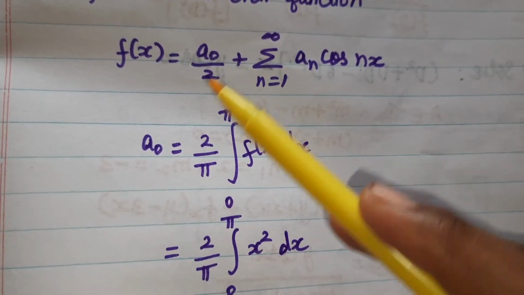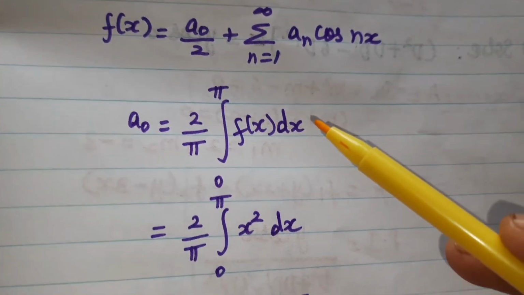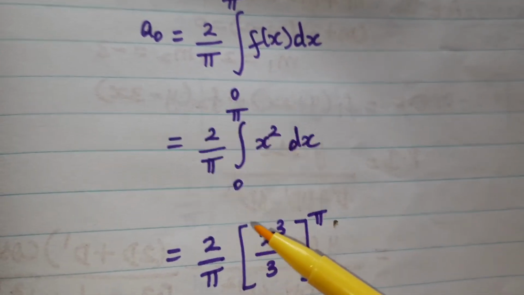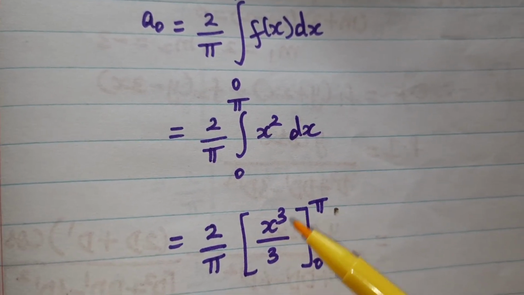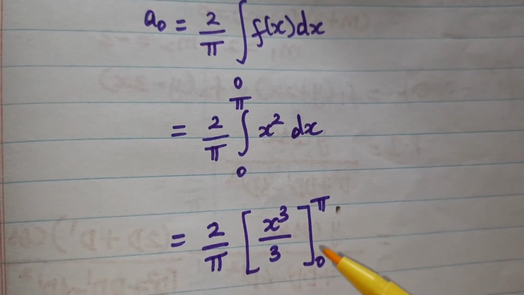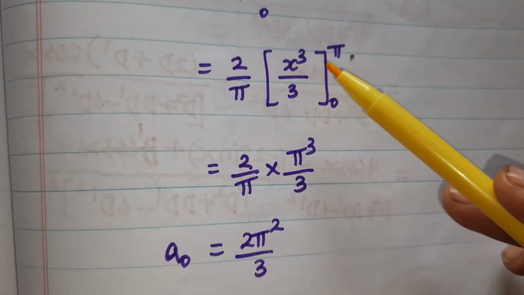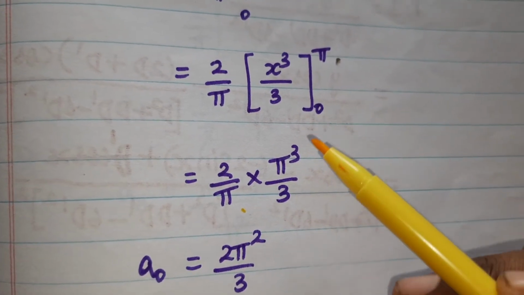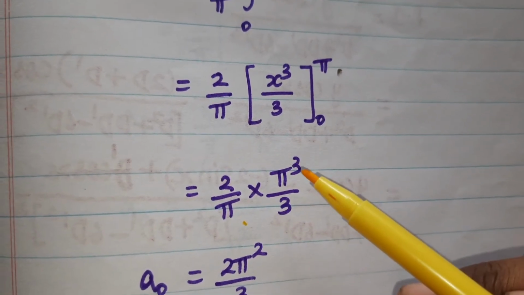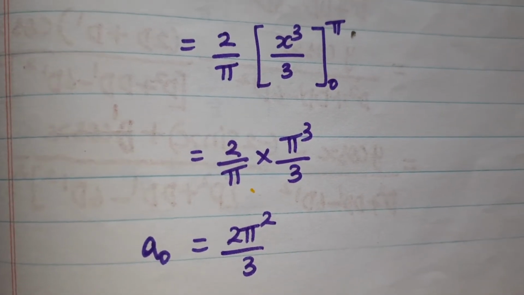Therefore first a0 is 2 by pi into integral of 0 to pi f of x into dx. Here f of x is x square. So when we integrate x square, it becomes x cube by 3 to the integral of 0 to pi. So substitute pi and 0. If we substitute pi, 2 by pi into pi cube by 3. If we substitute 0, it is 0. Therefore pi and pi get cancelled. Therefore a0 is equal to 2 pi square divided by 3.